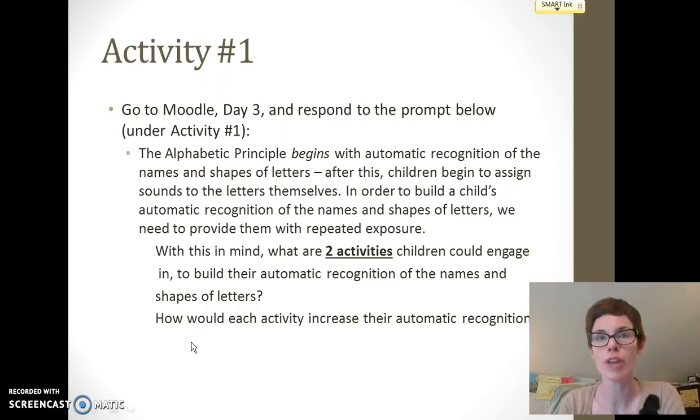After you describe these activities, and if it's a website, give me the website, I want you to also talk about how each activity would increase the children's automatic recognition. So you've given the activity, now defend it. Why would it increase automatic recognition of the alphabet? You can pause the screencast, go and do that, and when you come back, we'll move on.